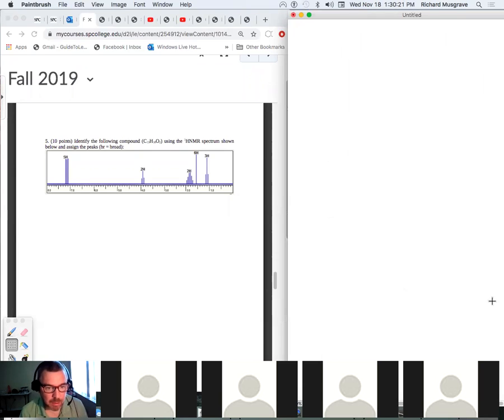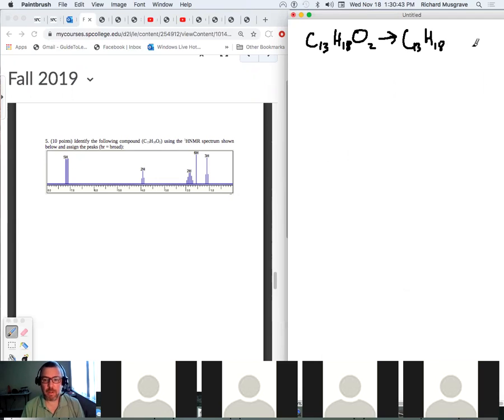All right, so for this one, it's C13H18O2. If we just take into account the oxygen, C13H18. Now, if it was saturated, Philip, I'm going to put you on the spot. You asked me earlier, what would it be if it was saturated? C13H what?